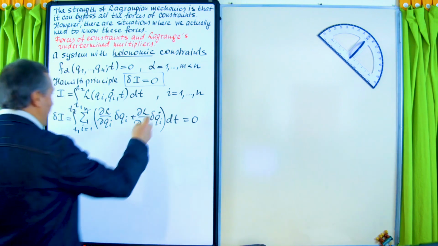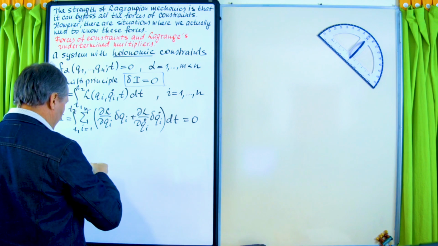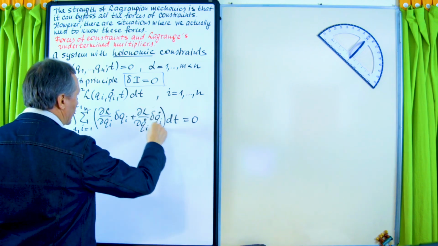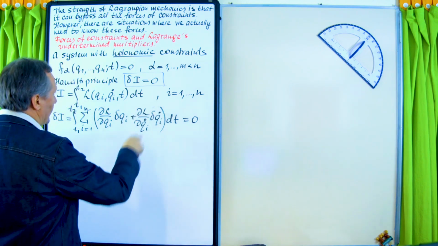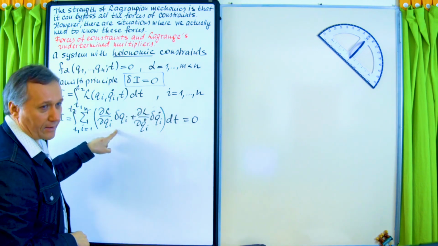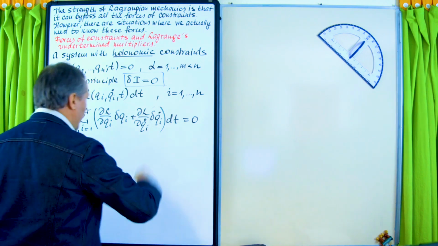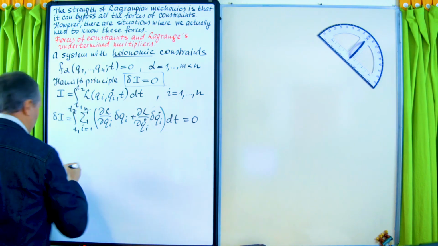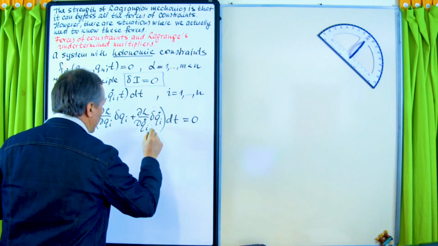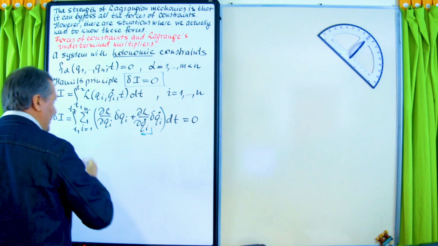Okay, so for now, I want to get rid of this dot, right? So let me integrate by parts only the second integral, this integral. I just want to get delta q in this part. So I just want to work with this integral.